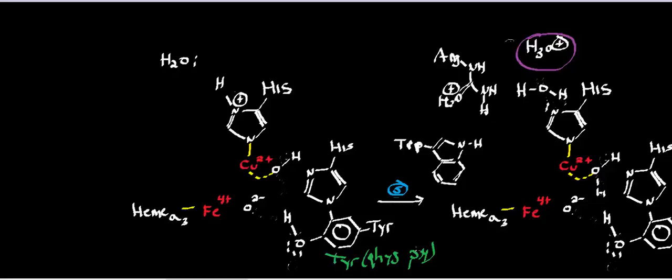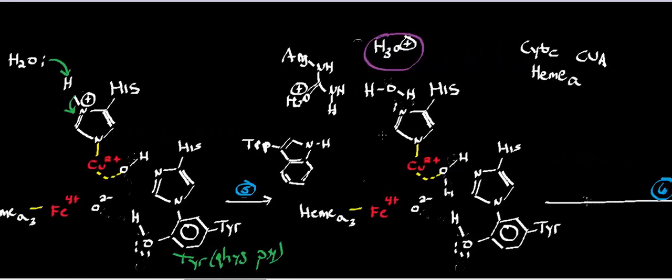The next step of what's going to happen is we're going to get water right here that's going to deprotonate this histidine residue in the active site. So water deprotonates that histidine, and we basically generate another hydronium that got pumped into the inner membrane space. So this is the second hydronium, number 2, that ultimately got pumped into the inner membrane space.